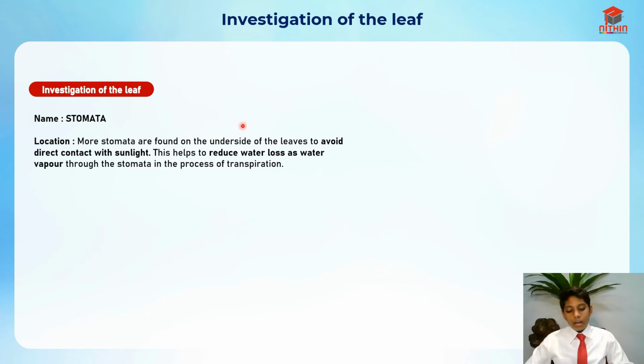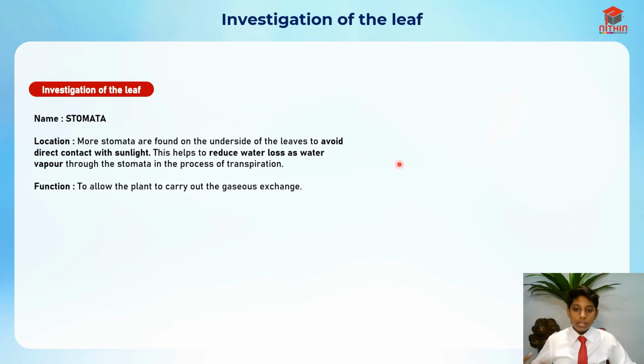And this is why they are on the underside of the leaf. Also, the stomata will actually burn when they are in direct sunlight. That's why there's less stomata on the front side of the leaf, like on the top of the leaf, and not on the underside. Okay, next, the function is basically to allow the plant to carry out gaseous exchange. So it's basically like our nose, it allows gaseous exchange, and our lungs allow gaseous exchange.